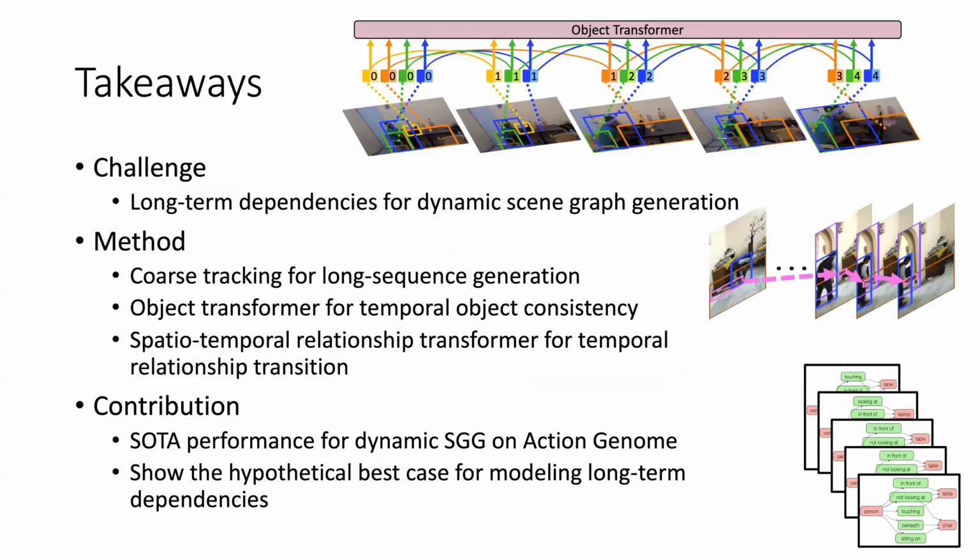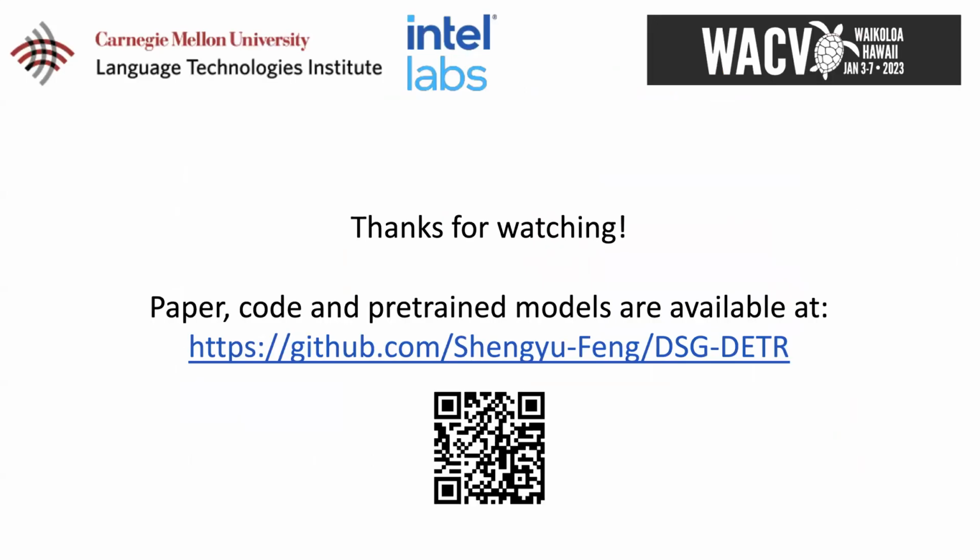To conclude, we successfully captured the long-term dependencies for dynamic scene graph generation task by generating long sequences through cause tracking and modeling two dynamics through object transformer and the relationship transformer, respectively. We achieved the SOTA performance on Action Genome dataset and showed a hypothetical best case for modeling long-term dependencies. This is all for my presentation.